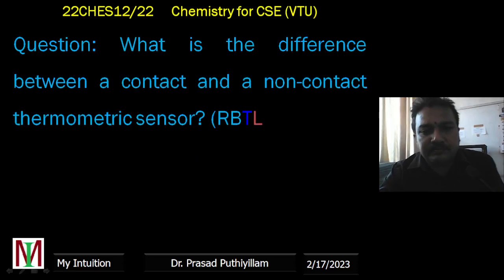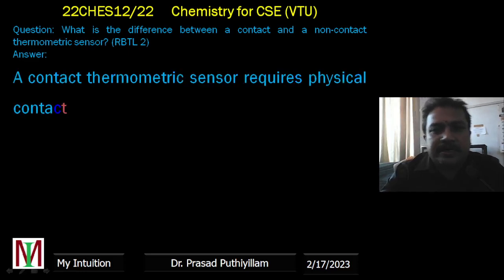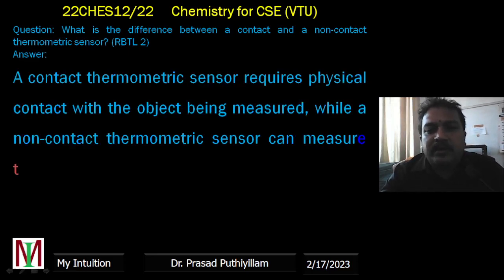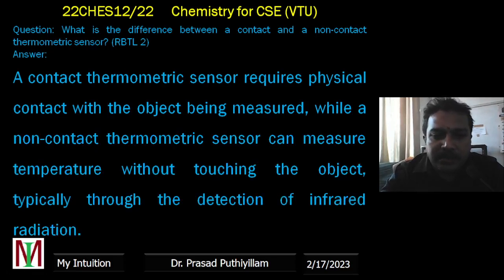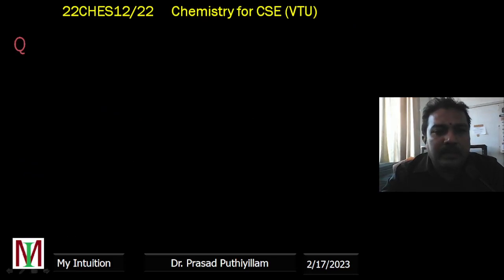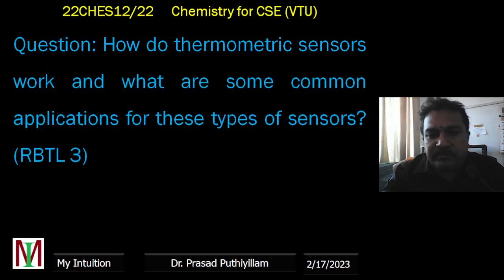What is the difference between a contact and a non-contact thermometric sensor? I have explained it here in the answer itself, so it will be clear. There are two different types, contact and non-contact. A contact thermometric sensor requires physical contact with the object being measured, while a non-contact thermometric sensor does not need touching or direct contact. The detection is done through infrared radiation. So by the word meaning itself, whether it has to be in contact or not, it can do the work.